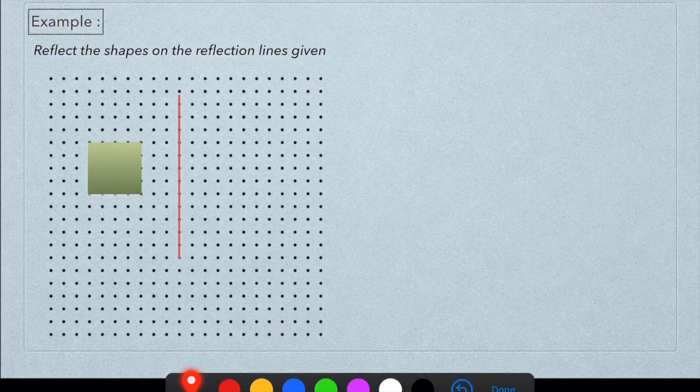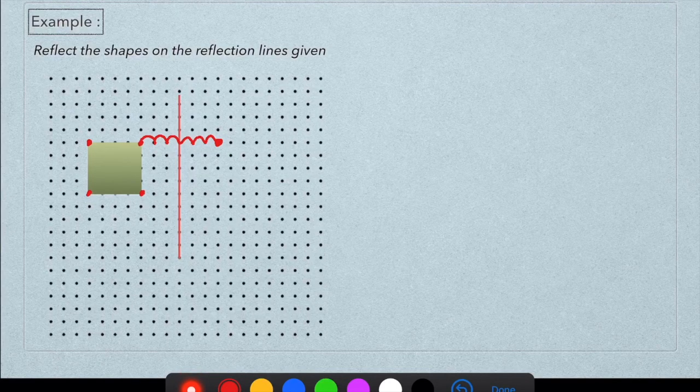Okay, so what you're going to do, this is the instruction. You will start by picking the corners. Then you will count the corners to the mirror line. 1, 2, 3. Now you should continue the same distance as you've come on the other side of the line. 1, 2, 3. So this is going to be the corresponding corner to this one.